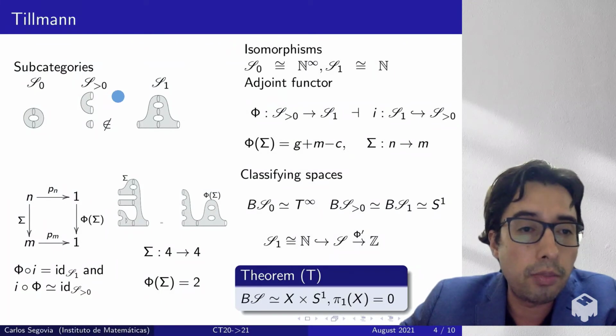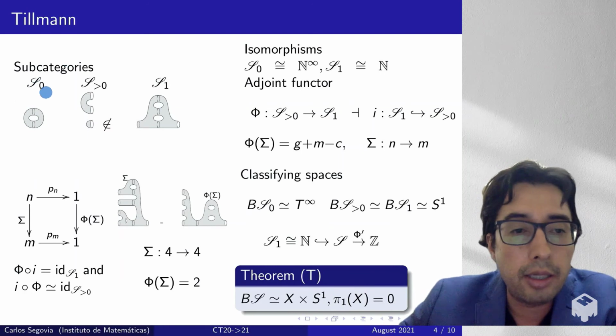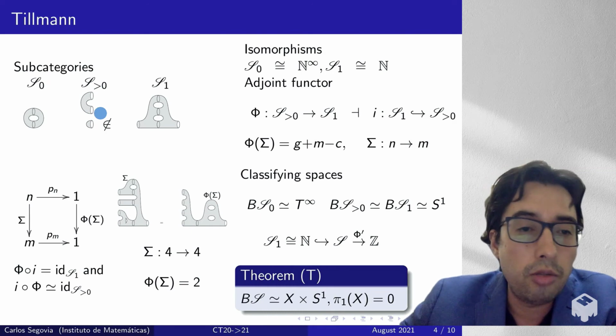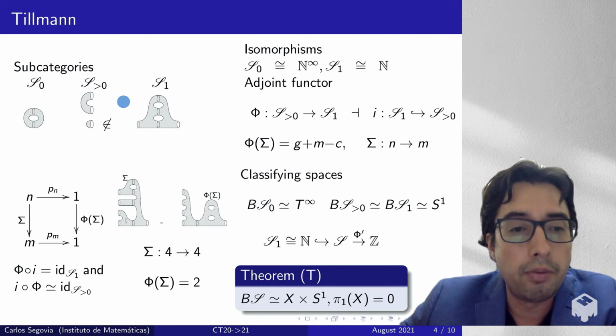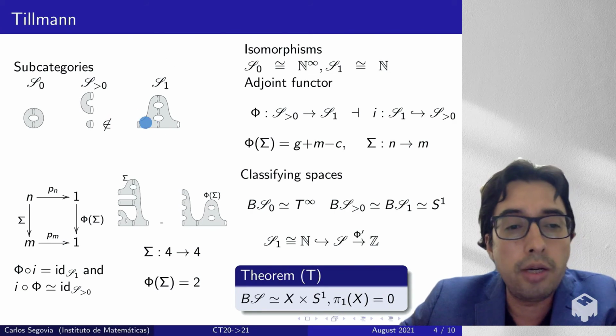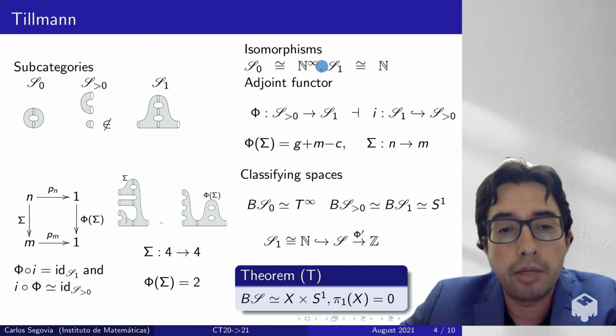The process used by Tillmann worked with subcategories. Here, S0 is the subcategory of closed surfaces. S greater than 0 is the subcategory where you don't allow the empty manifold. S1 is a category with only one object, given by the circle, and connected surfaces. So all the morphisms are given by the genus. As you can see, S0 is just the infinite product of the natural numbers, and S1 is the integers.